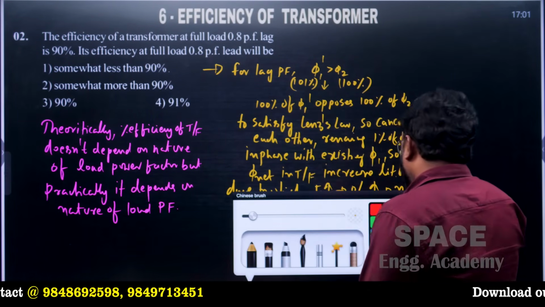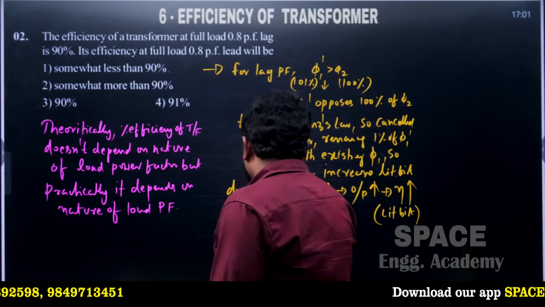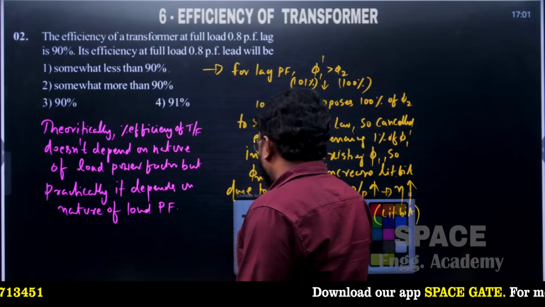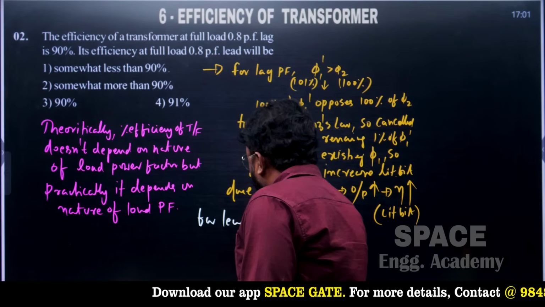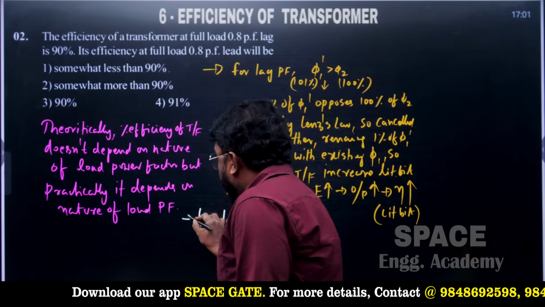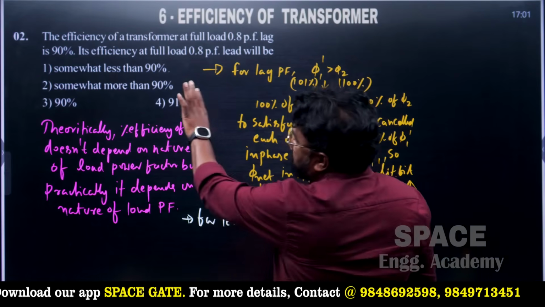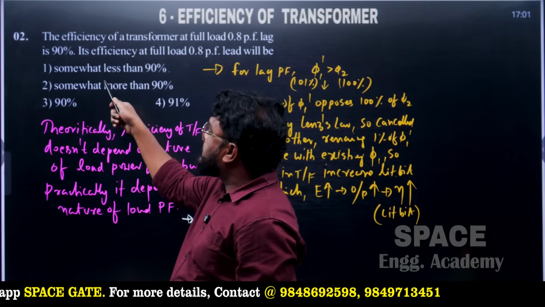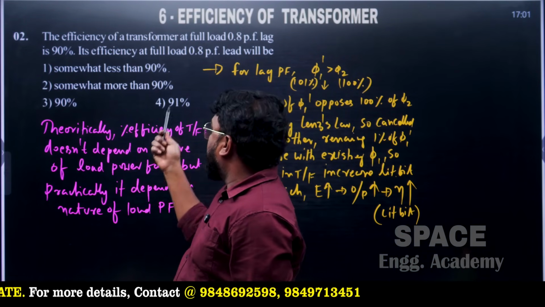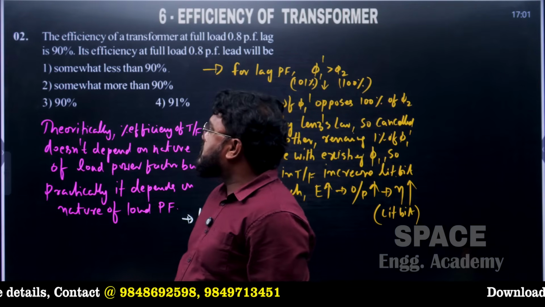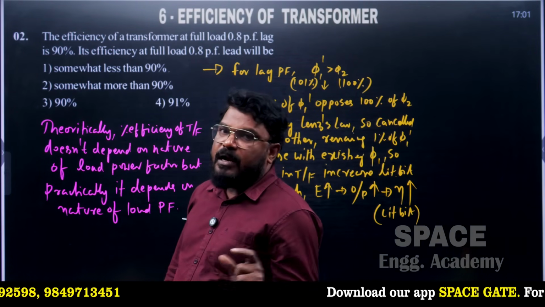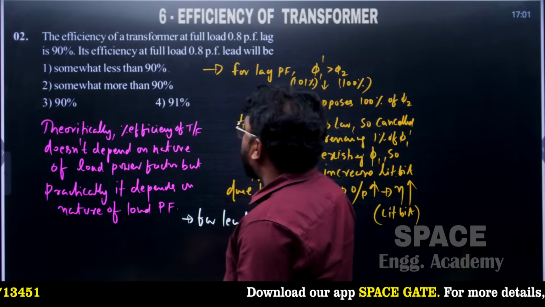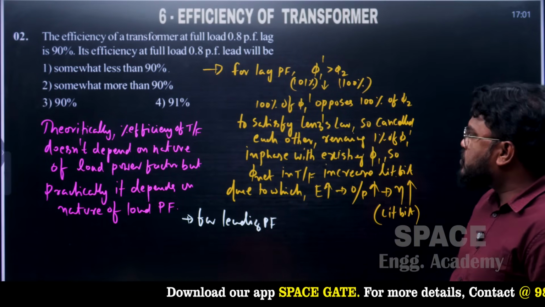Now the same for leading power factor, what will happen? From the point of view of leading power factor, this question is very important. If the options were given as 80%, 70%, 90%, 95%, we could immediately select 90%, but here 90% is not correct. There is much discussion needed to answer this question.